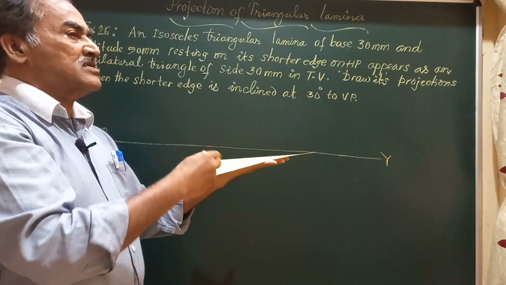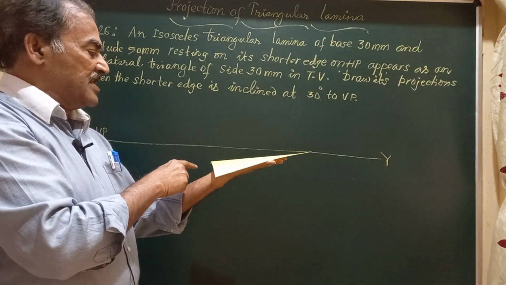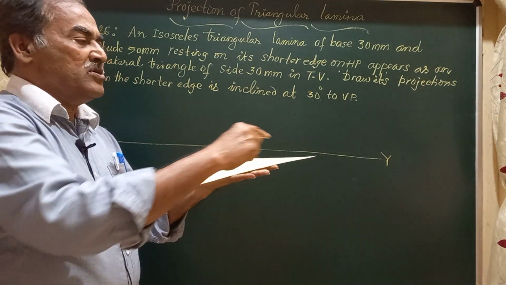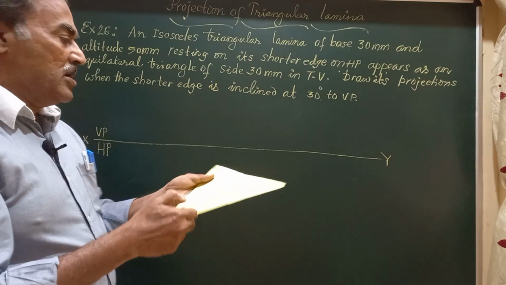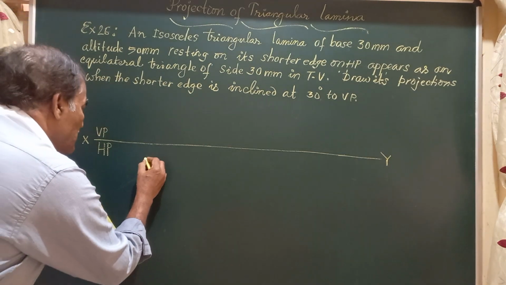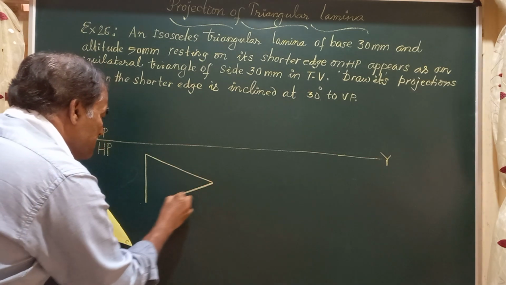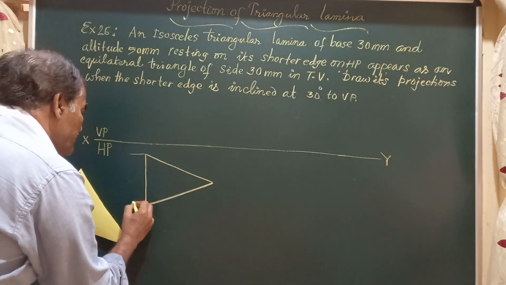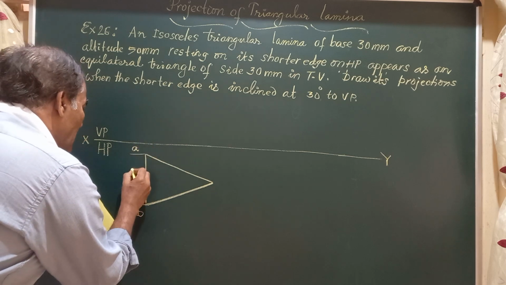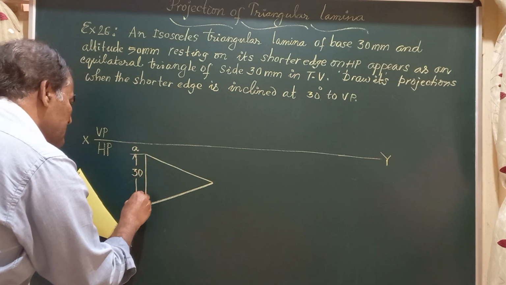In the top view, friends, since it is on HP, you will see an isosceles triangle with base AB equal to 30 mm and this height is equal to 50 millimeter. So, let me draw the top and front views of the given lamina. So, I will mark a line AB representing the base of the lamina and this has got a length equal to 30 millimeter. So, I will just mark this as AB.